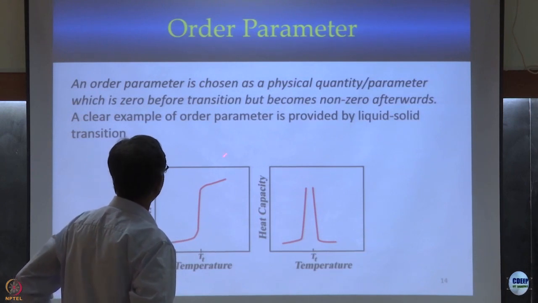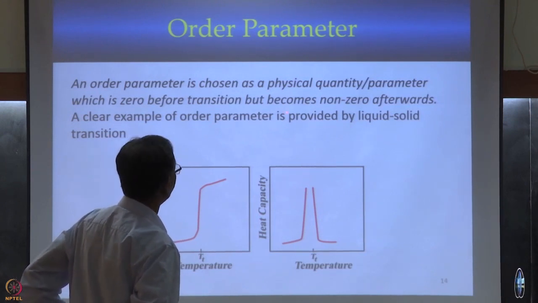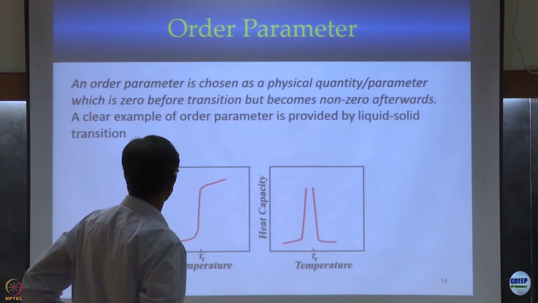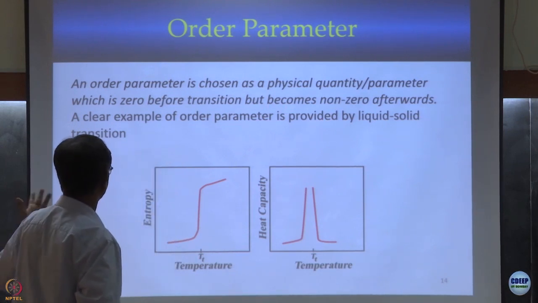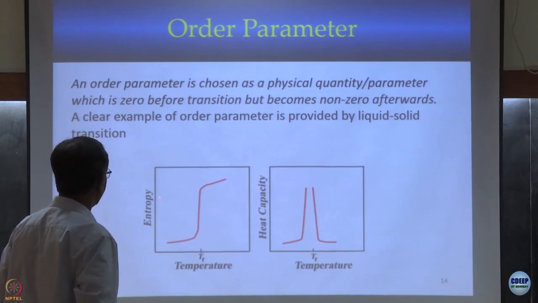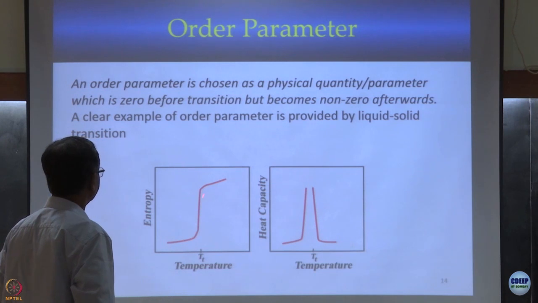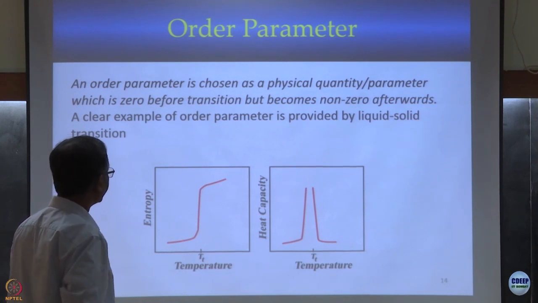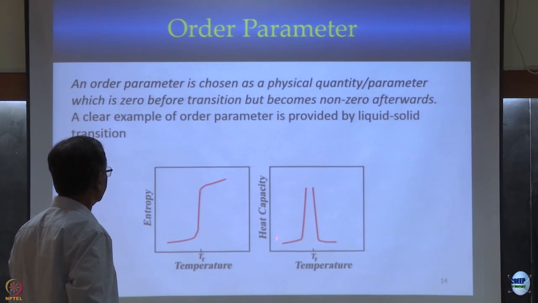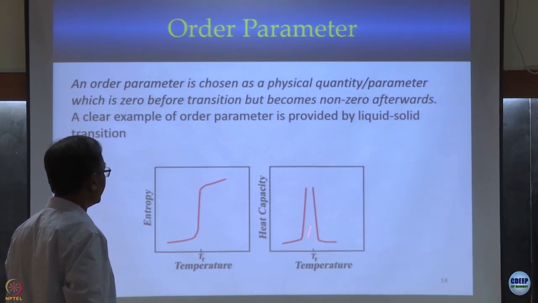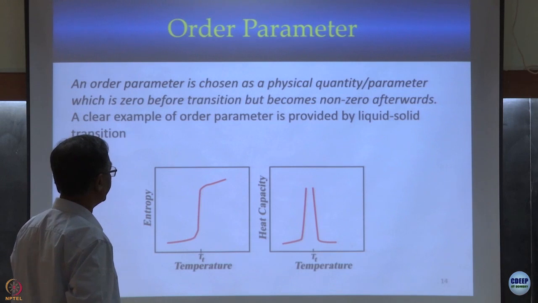Now, the order parameter is a chosen physical quantity which is 0 before the transition and becomes non-zero afterwards. The liquid solid transition provides a clear example that we will go to. But here I have shown entropy versus temperature, this is the first order phase transition. However, in a second order phase transition, it is the specific heat that diverges, all of us know that.